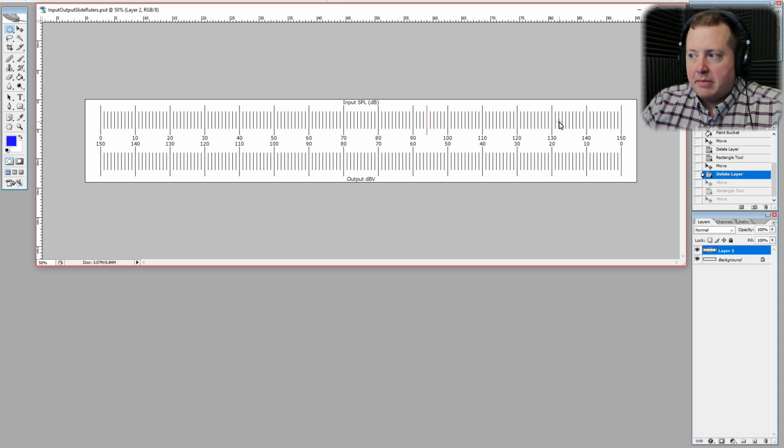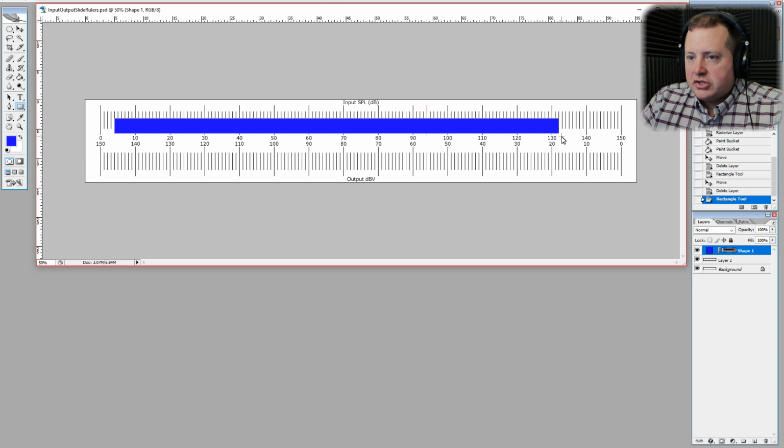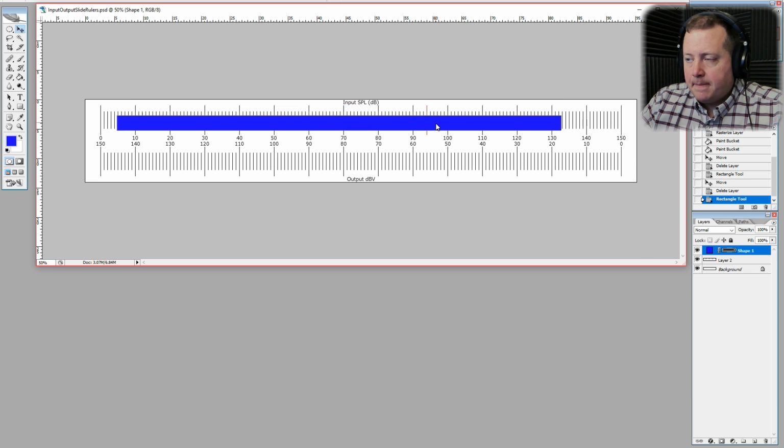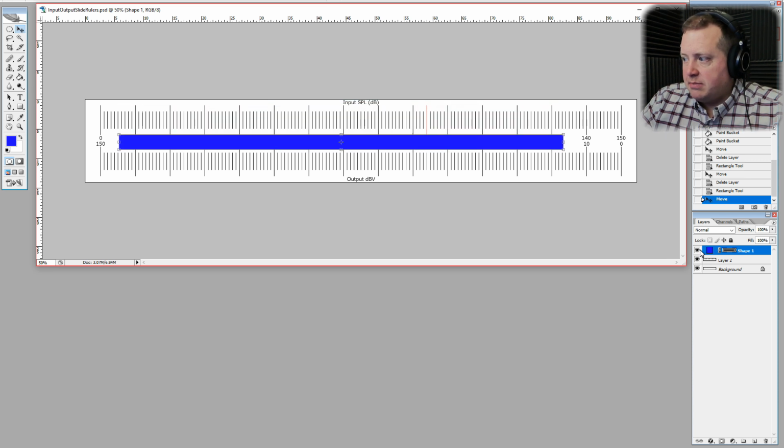132 is our maximum SPL, and our noise floor is 4 right there, right? So why don't we go ahead and just create a little box going from 1, 2, 3, 4, all the way up to 132 decibels. So there is a box that represents the dynamic range. Now I'm going to put this aside for a second. Actually, let's just make it invisible.